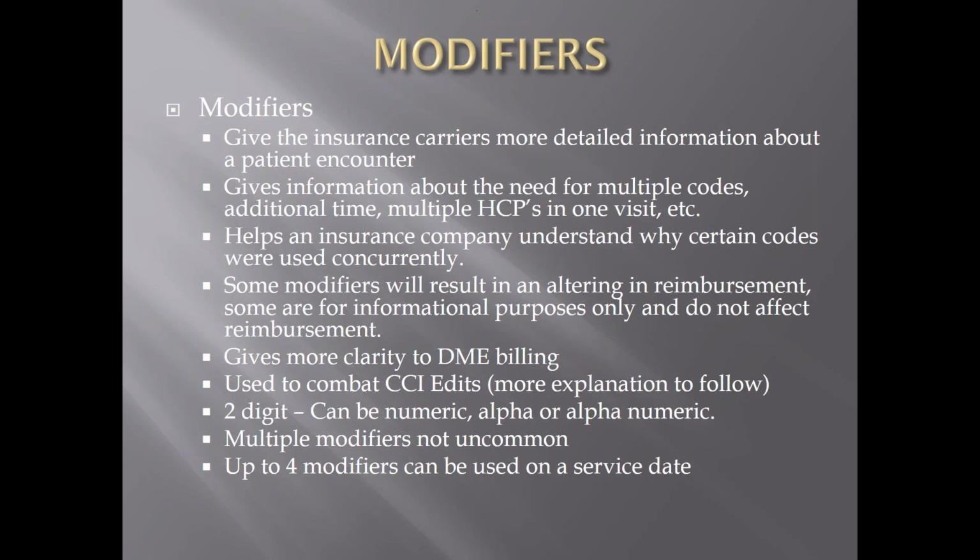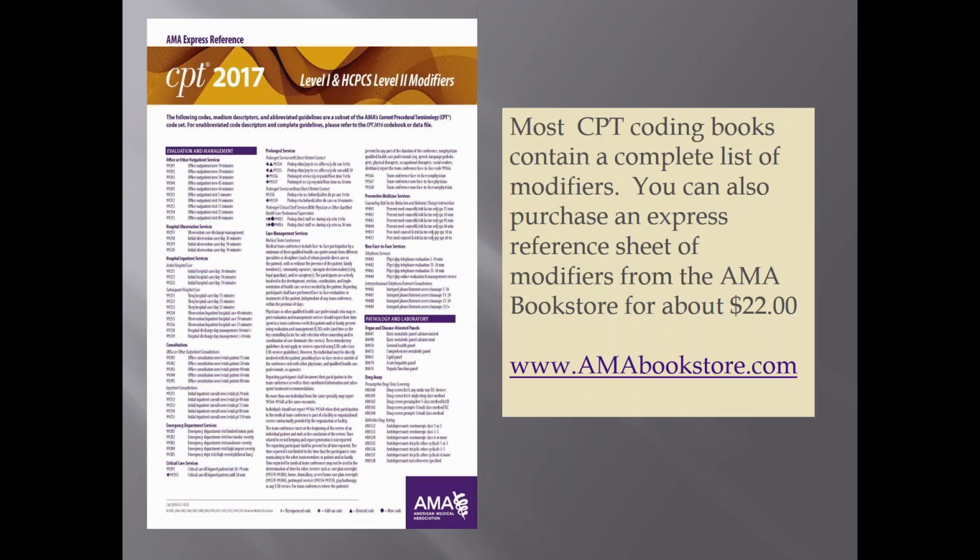Modifiers are used to combat CCI edits, and I'll be talking quite a bit about CCI edits during this billing boot camp. Modifiers are 2 digits. They can be either all numeric, all alpha, or alphanumeric. The use of multiple modifiers on a claim is not uncommon, and up to 4 modifiers can be used on any service line or any service date.